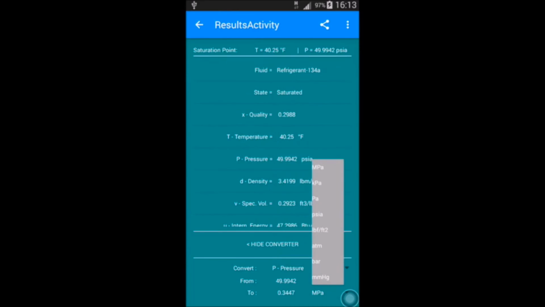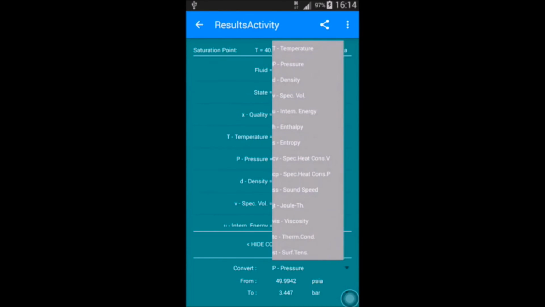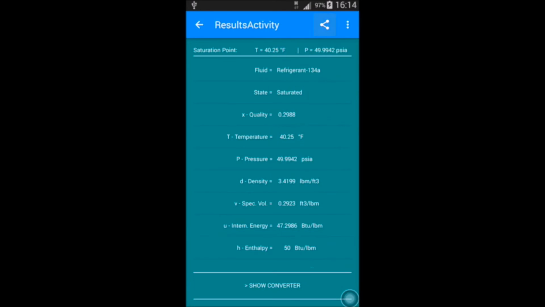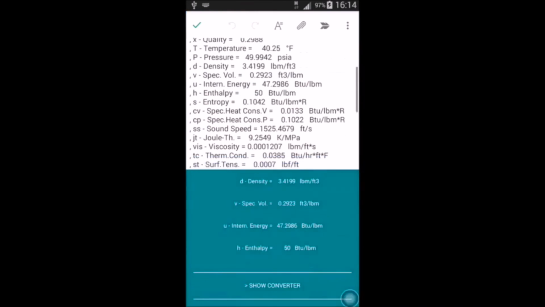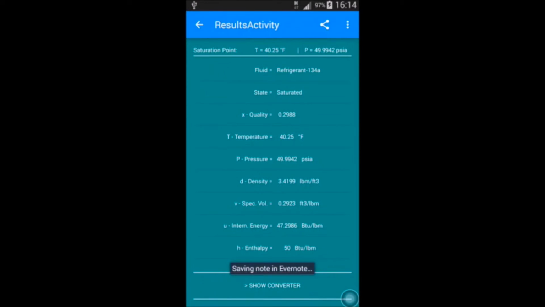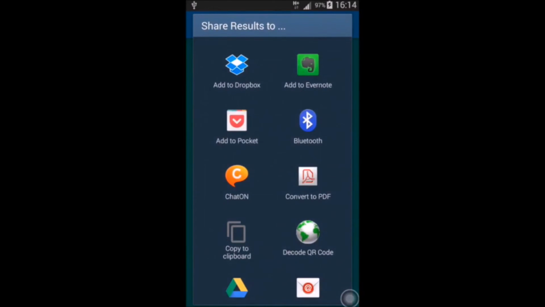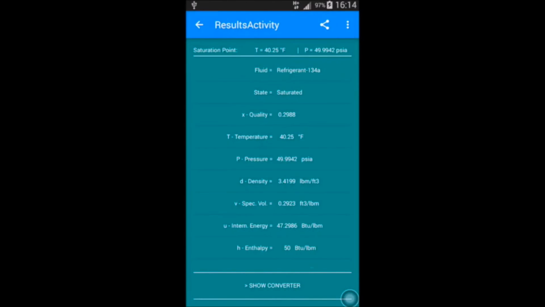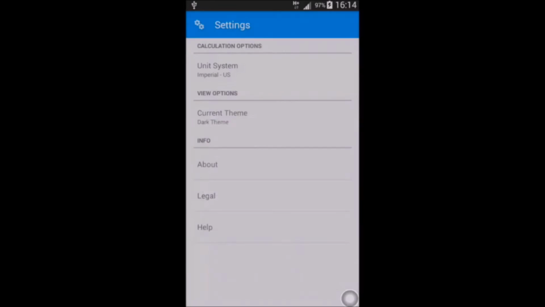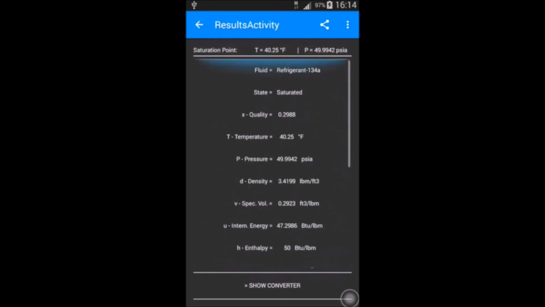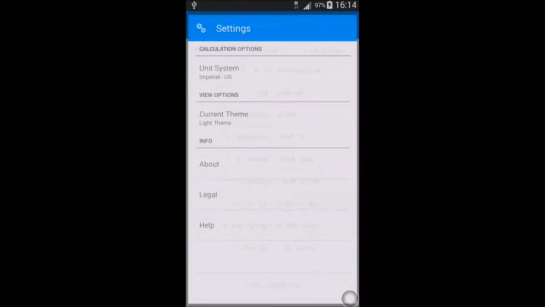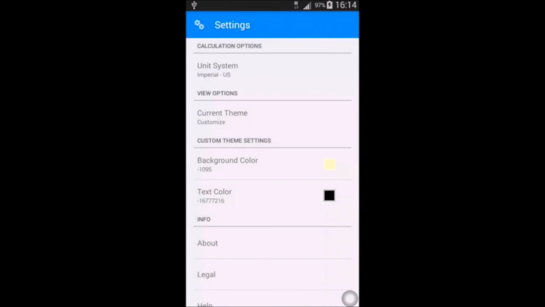And there are a lot of properties other than the tables in the book, and there is also a converter module. We can convert the results to any units we want, and there is a sharing option as text. We can share the results to a text taking application or messaging application, and so on, or even to cloud. And we can customize the application. There are three themes, predefined dark theme, light theme, and as a default special, and an option for customizing.